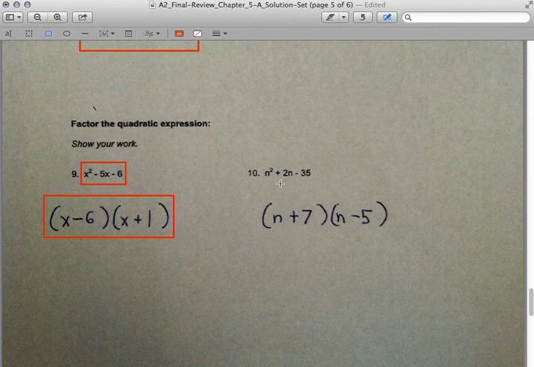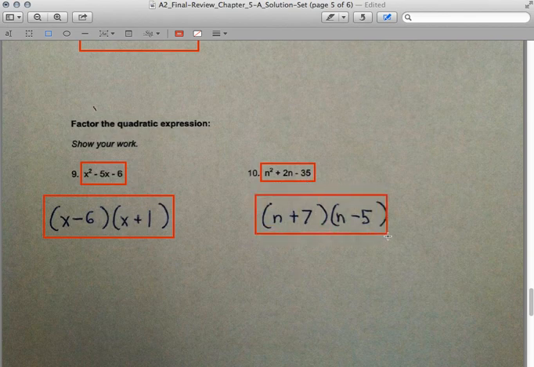The same goes for this quadratic expression here. We're looking for, since our a value is 1, two values that combine to +2 and multiply to -35. And when we take the factors of 35, we can see that +7 and -5 are the two values that make both of those situations true.